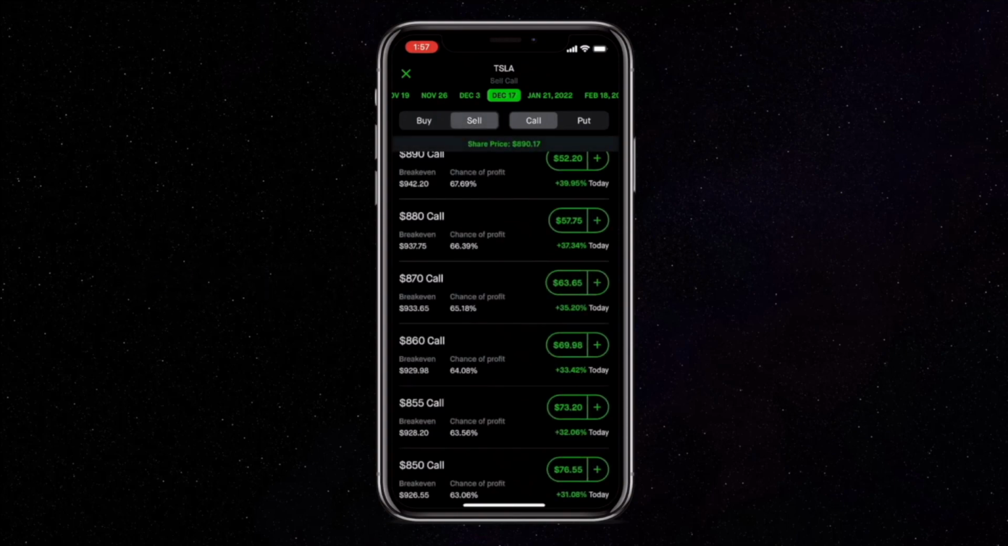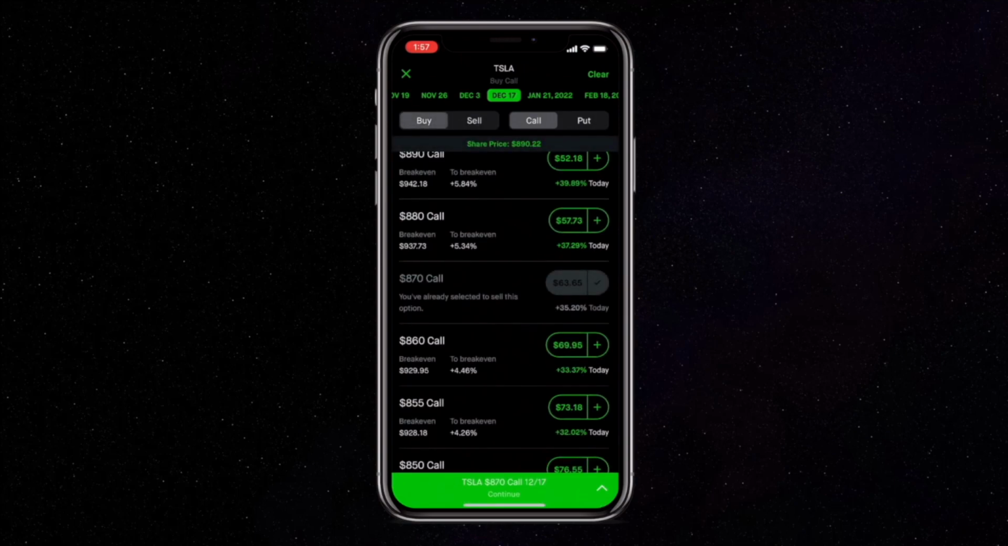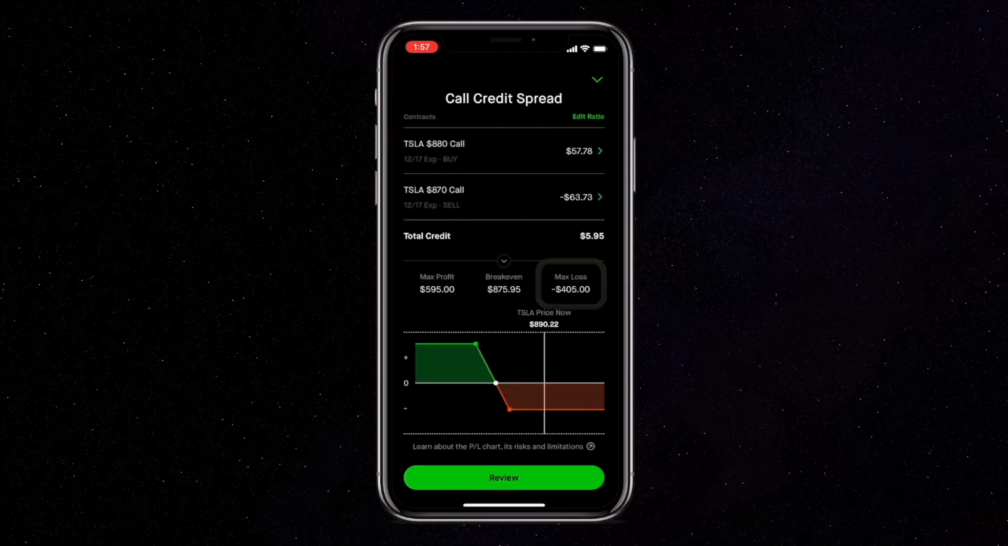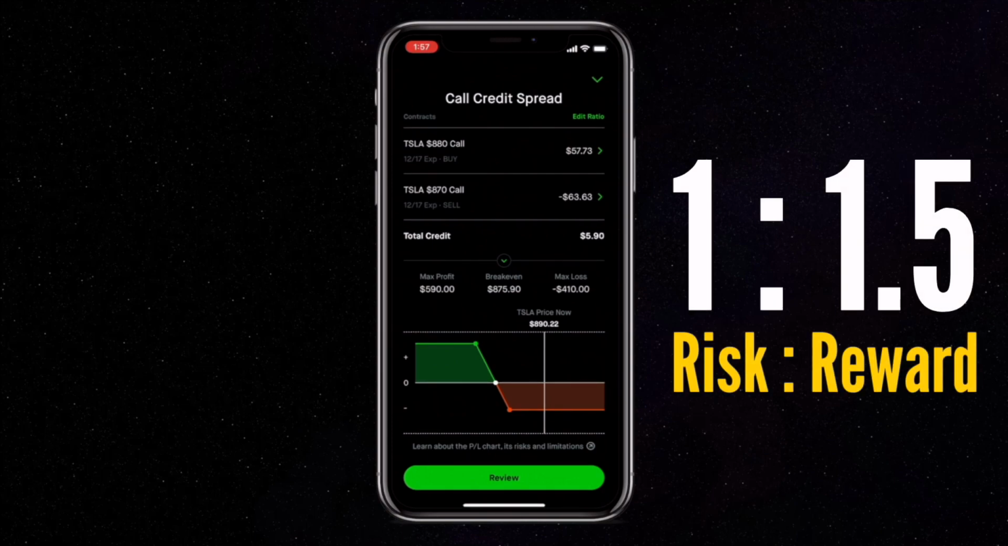So in order to make this trade happen, what we're going to do is sell the $870 call. We're going to buy the $880 call above that. And for this trade, we're only putting up $400 of our own money. That is our max loss scenario if we're wrong and if Tesla is above $880 by our expiration date on 12/17. But our max profit in this case would be almost as much as $600, which is the total credit that we're receiving up front in order to open this trade. This means that we're taking on a 1 to a 1.5 risk to reward ratio, which is extremely good.